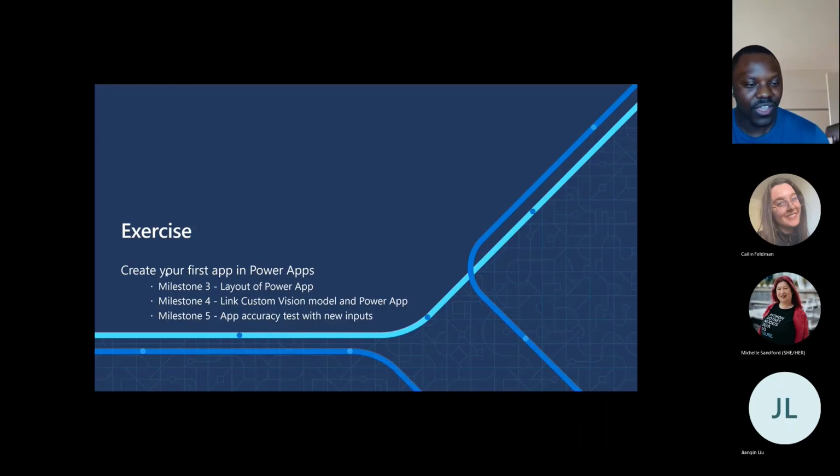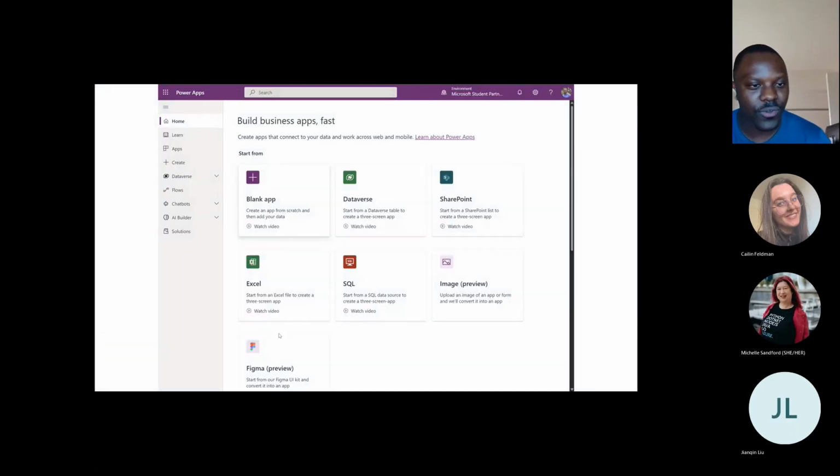So we're going to create our first app in Powerapps. We have a layout, and then link it to the custom vision, and then do an app accuracy test. Perhaps at this point I should say, the custom vision model connector is actually in preview. I think when this was first done, it linked fine, but I have had problems linking it, so I was not able to actually link it. So what I'll do is demonstrate how to do it, and then I'll show you a typical result of how it'll look. On Powerapps, on the landing page, we would just start with a blank app.